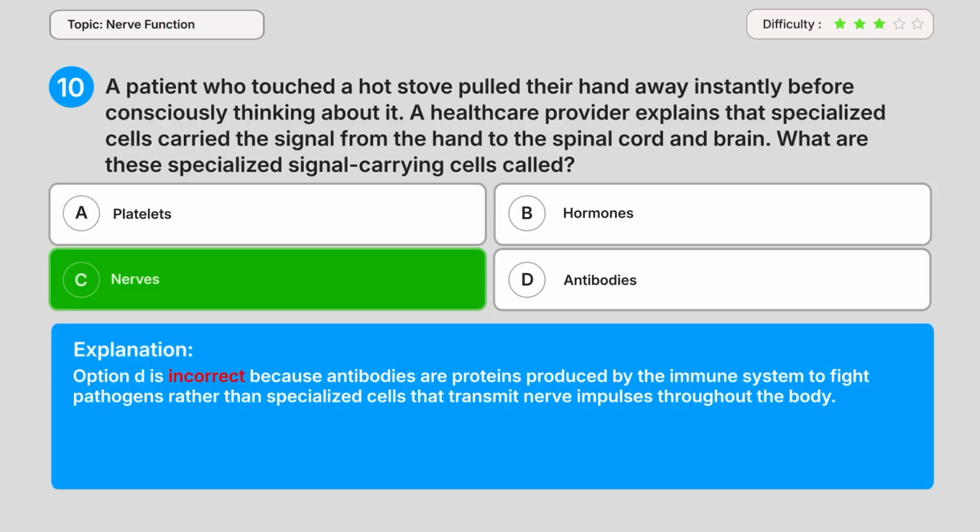Option D is incorrect because antibodies are proteins produced by the immune system to fight pathogens rather than specialized cells that transmit nerve impulses throughout the body.